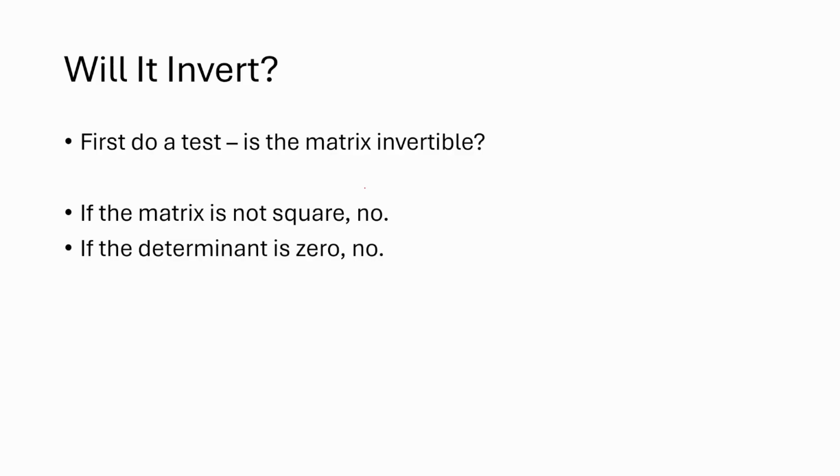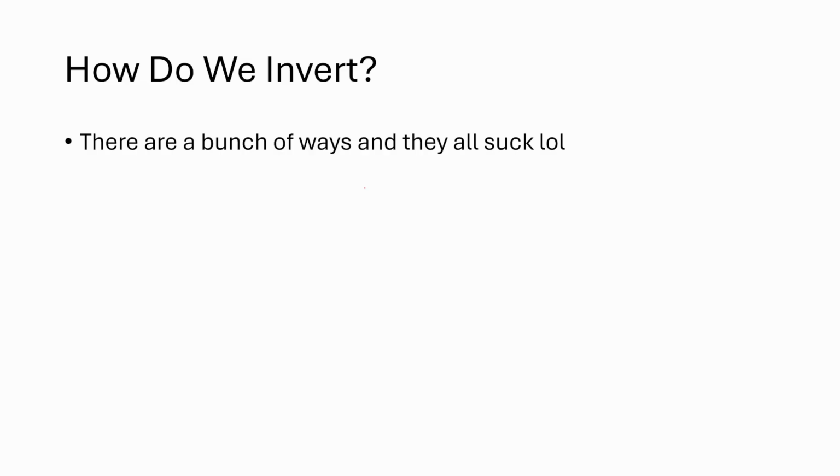Okay, next check. Zero determinant means no inverse. Why that is, we will see in this video, coming very soon. But if those two conditions are taken care of, you're good to go. If it's square with a non-zero determinant, it is invertible. And then, in that case, we proceed with actually doing the matrix inverse.